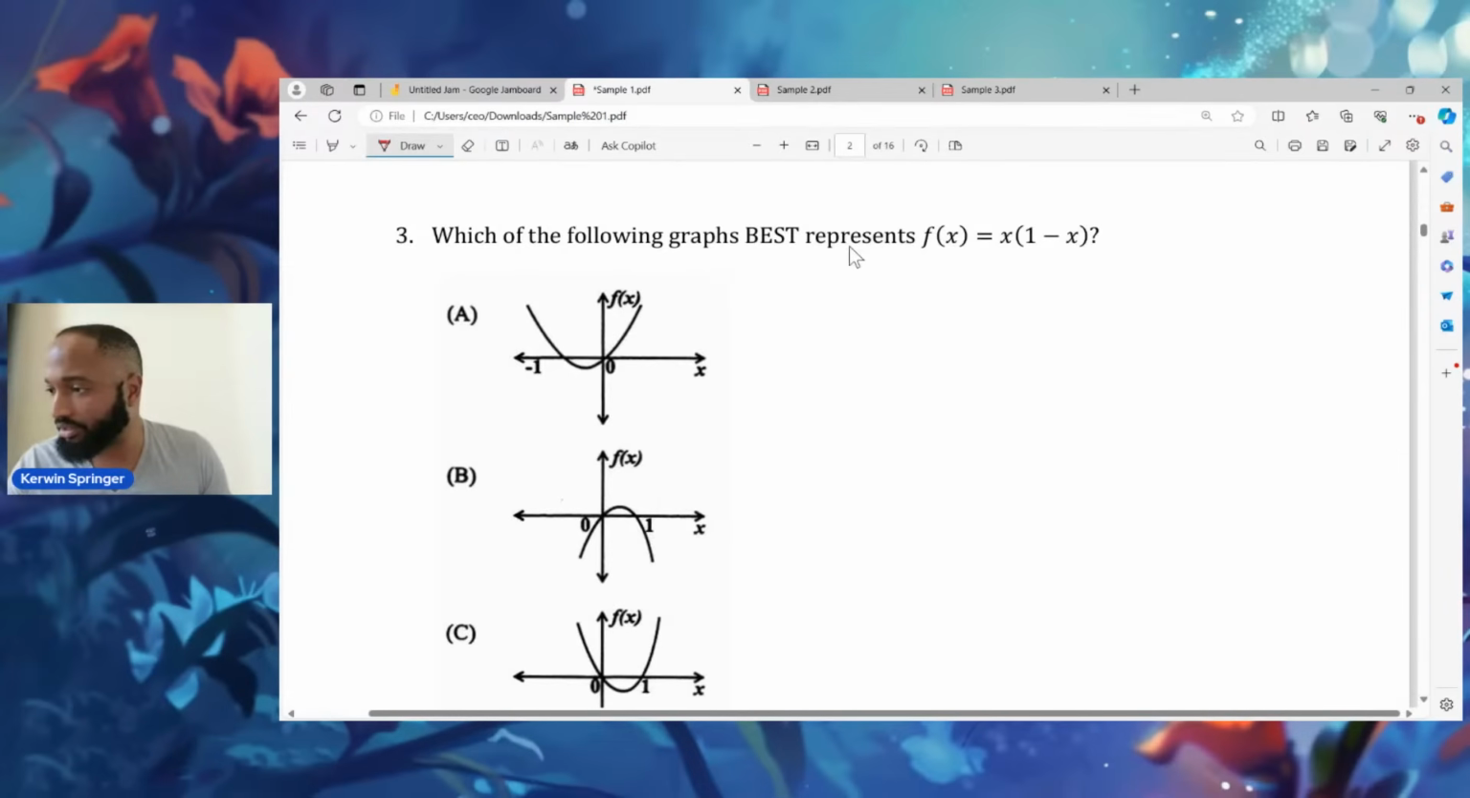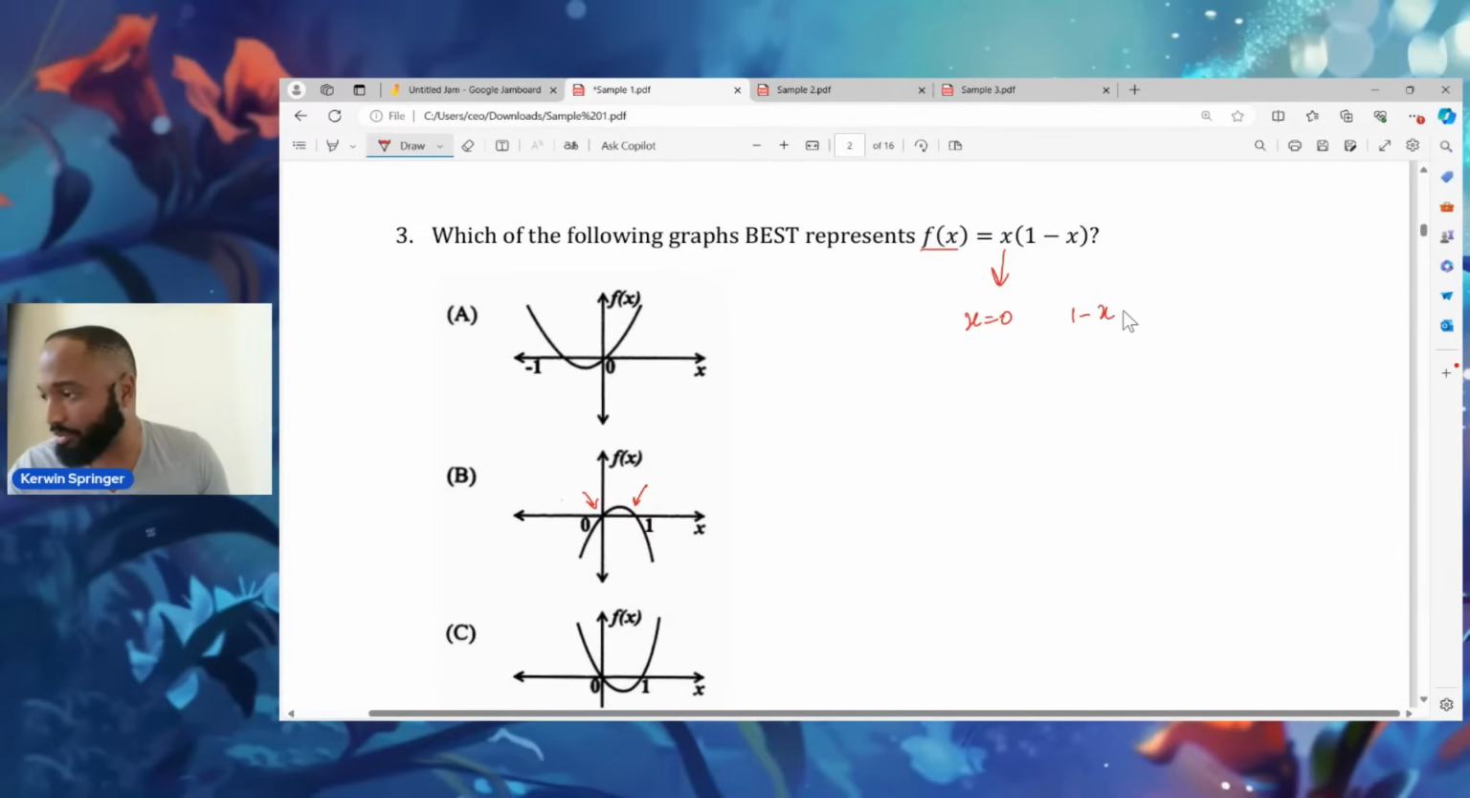Which of the following graphs best represents f of x? Well, we need to examine the roots. That's what we're looking at. So we have a root at x is equal to 0, because if you equate this to 0, you'll get that. Meaning the roots here, now, we need to see which root you're looking at.